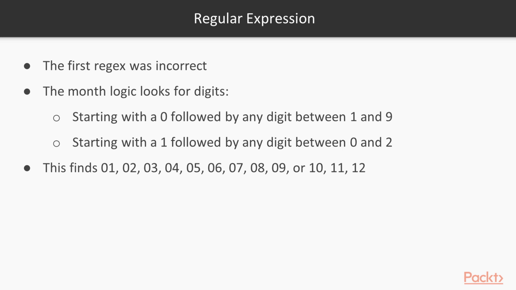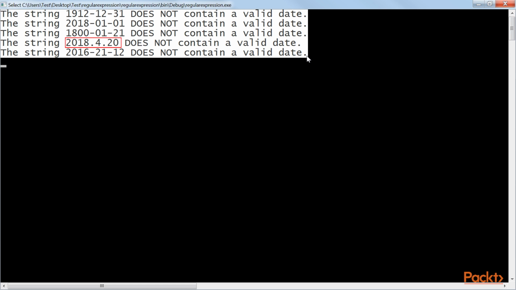Our first regex was incorrect because our month logic was incorrect. Our month logic dictates to find the month by looking for digits starting with a 0 followed by any digit between 1 and 9, or digits starting with a 1 followed by any digit between 0 and 2. This will then find 01, 02, 03, 04, 05, 06, 07, 08, 09, or 10, 11, 12. The date that it didn't match was 2018.4.20. This is because our month came through as a single digit, and we were looking for months where the single digits started with a 0.